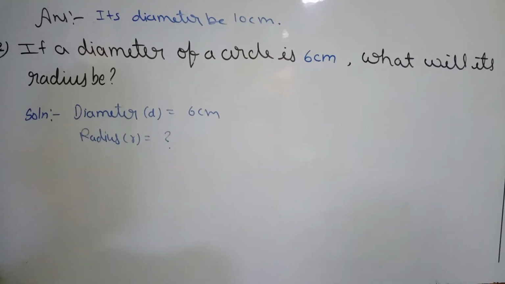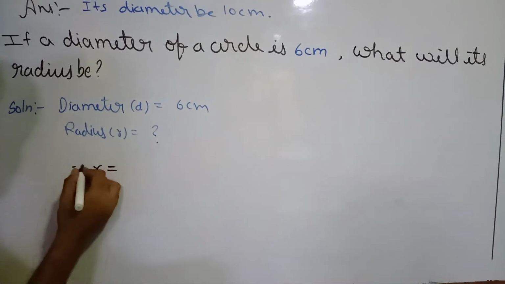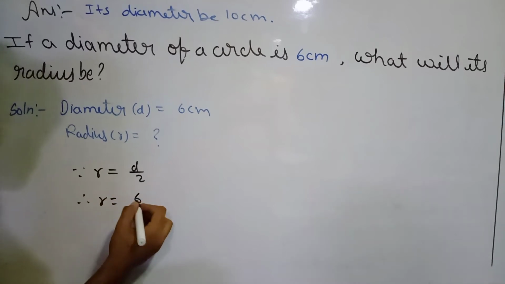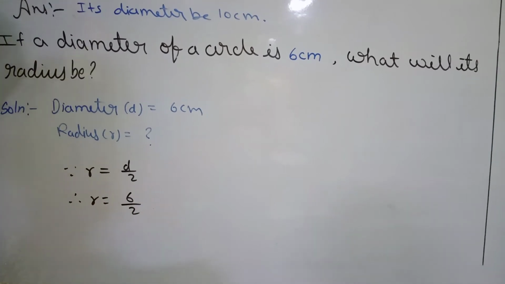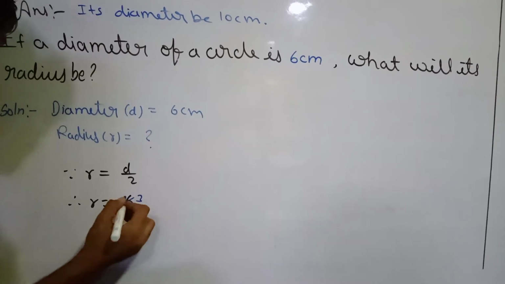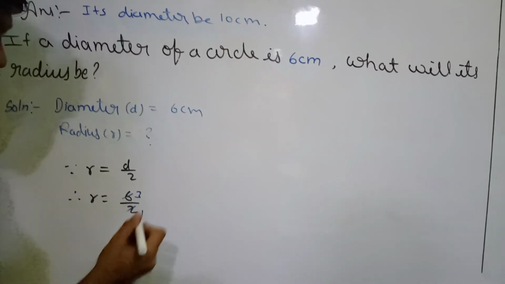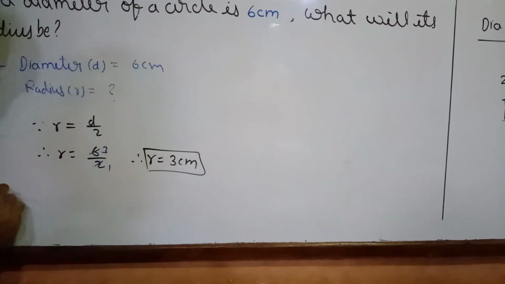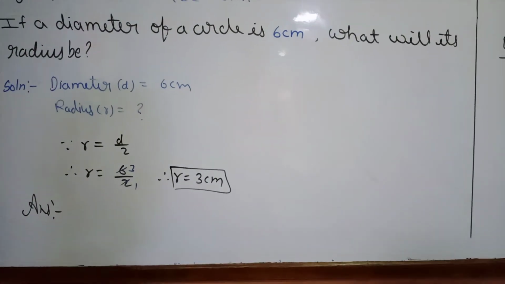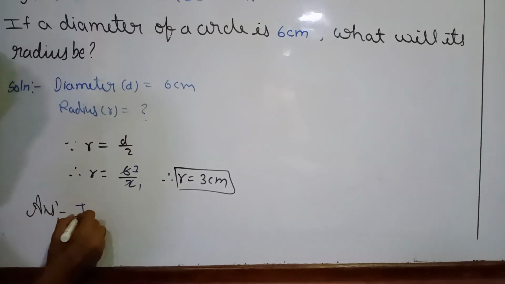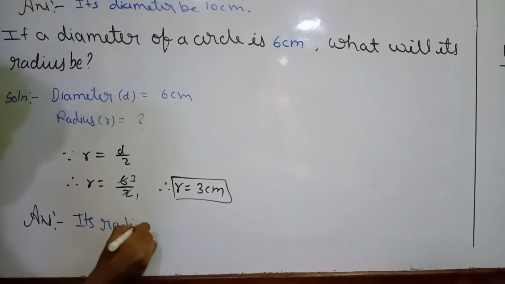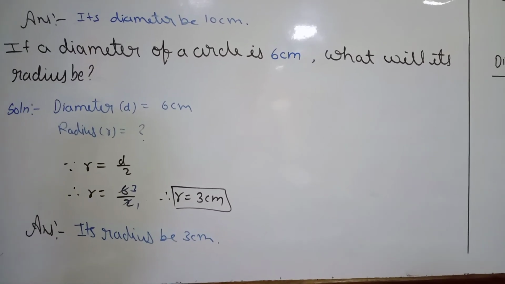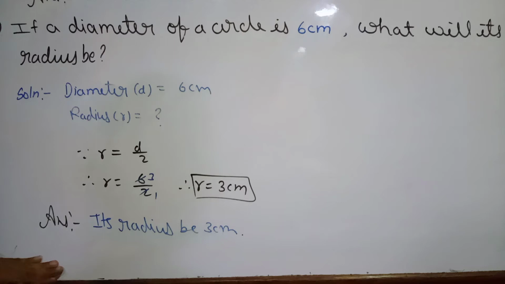Now because we know the formula, R is equal to D upon 2. Therefore R is equal to 6 upon 2. So we do the cancellation. 2 1 are 2, 2 3 are 6. So therefore R is equal to 3 centimeter. Now we have to write the answer in the form they are asking. Its radius is 3 centimeter. This way we have to conclude our answer.